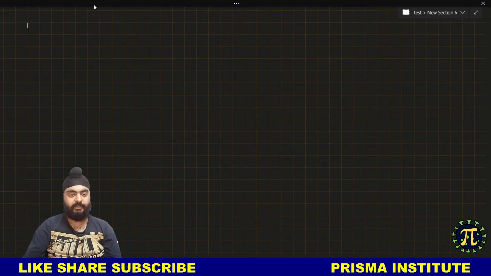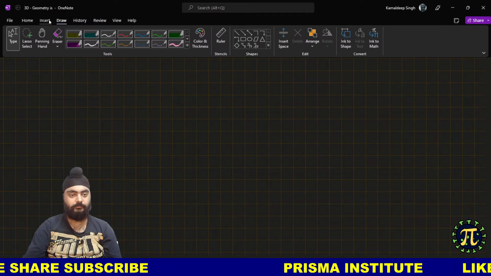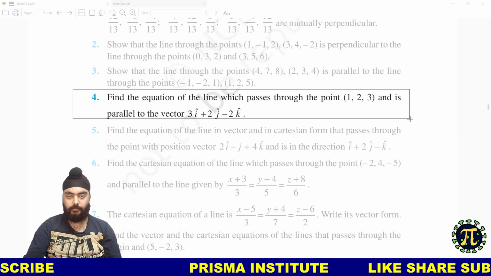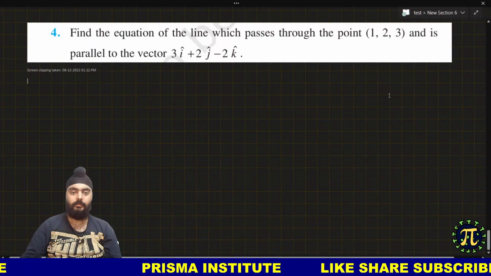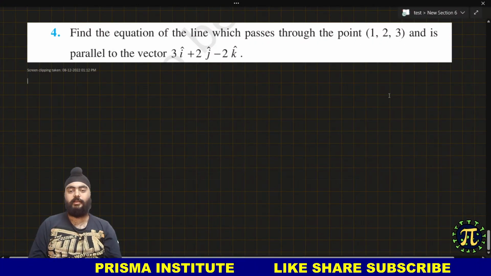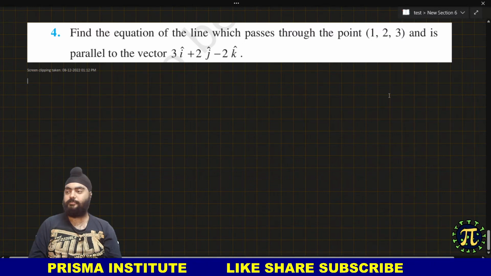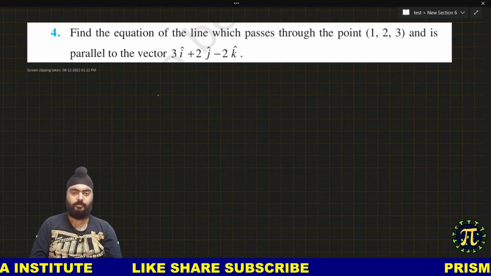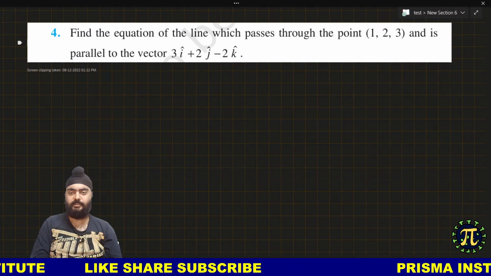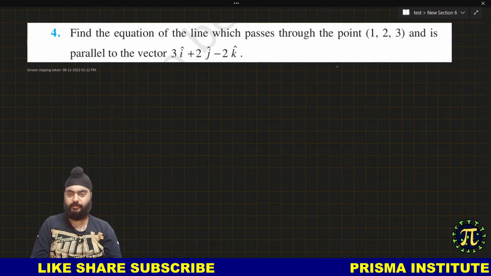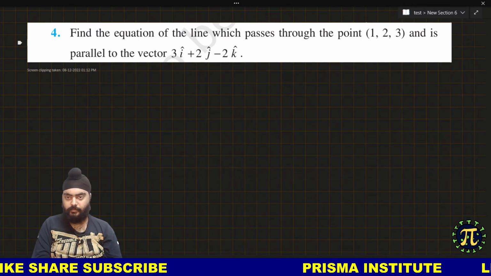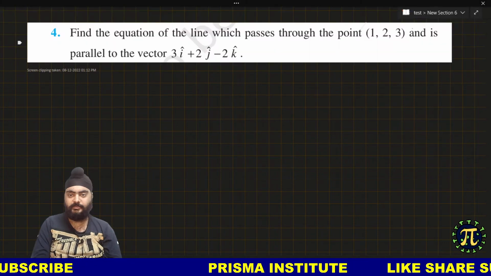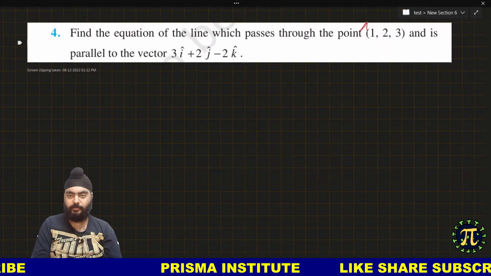So let's move to the next question. Find the equation of the line which passes through this point and is parallel to this vector. So let's write the answer in both forms, vector form and Cartesian form. So which point is it passing through? Let's say this is the point A, right? Okay, so let me call this point as A, right? This is our point on the line.